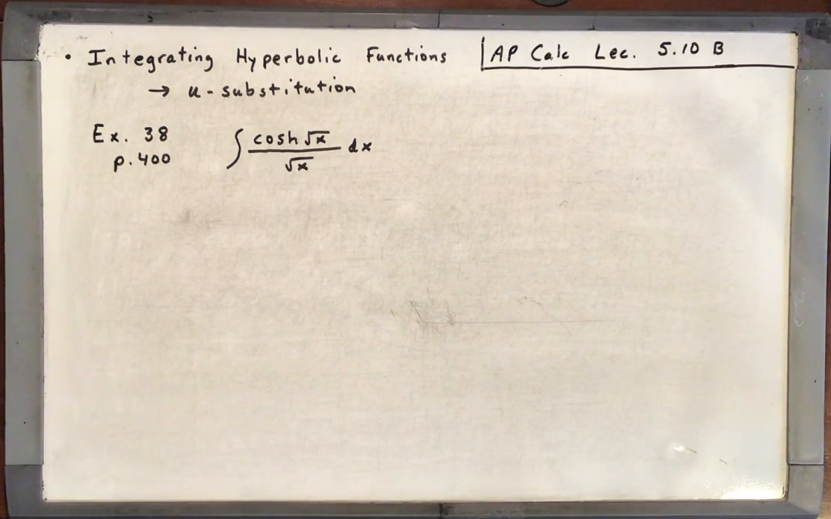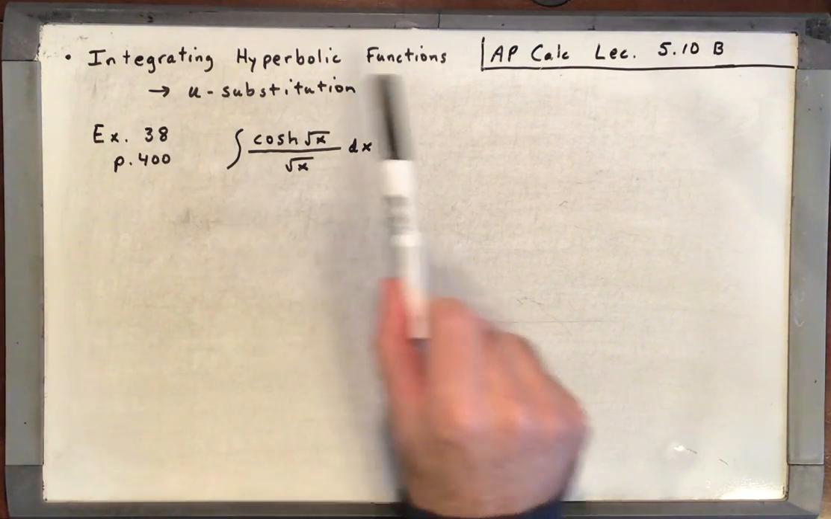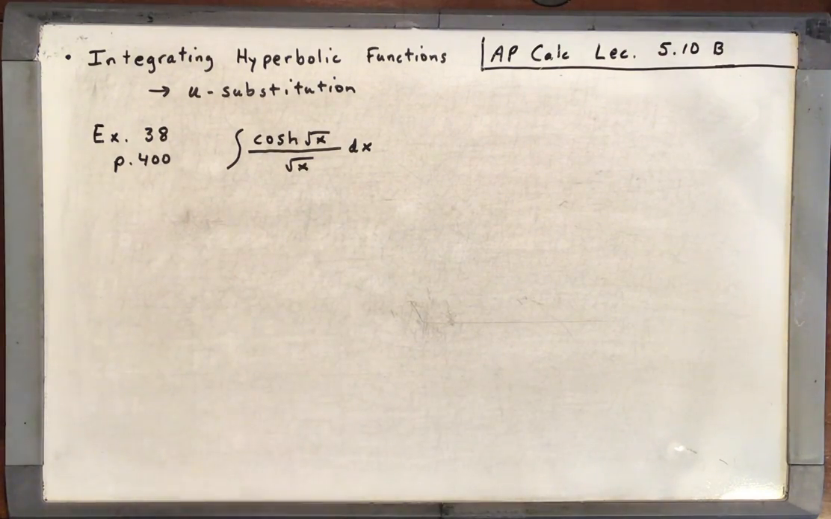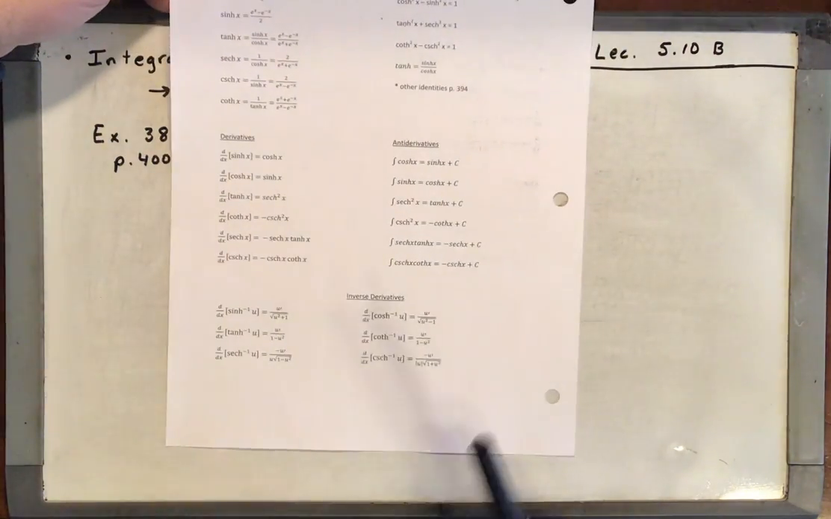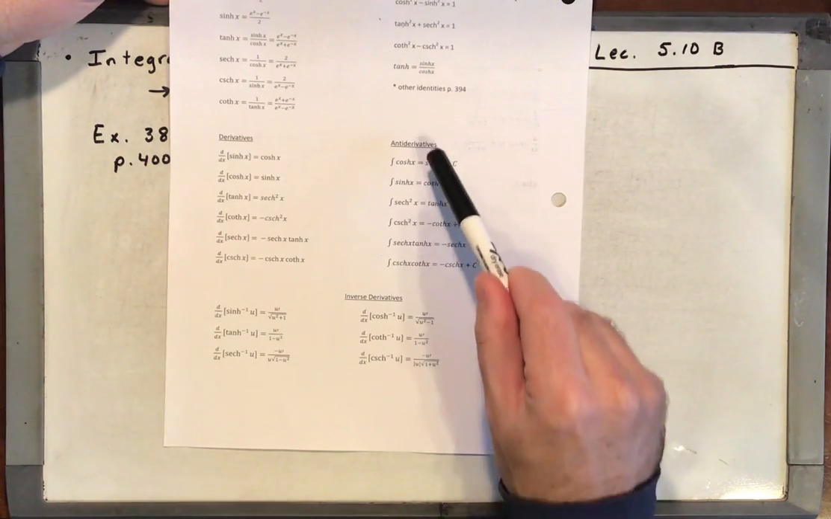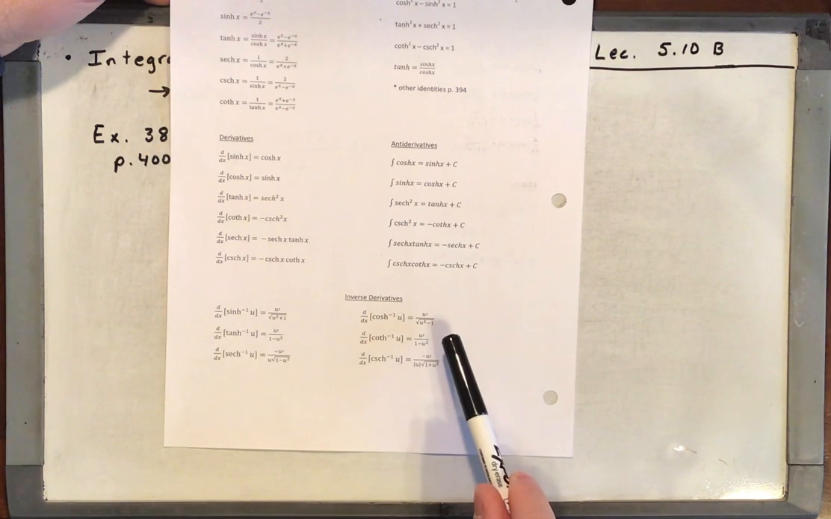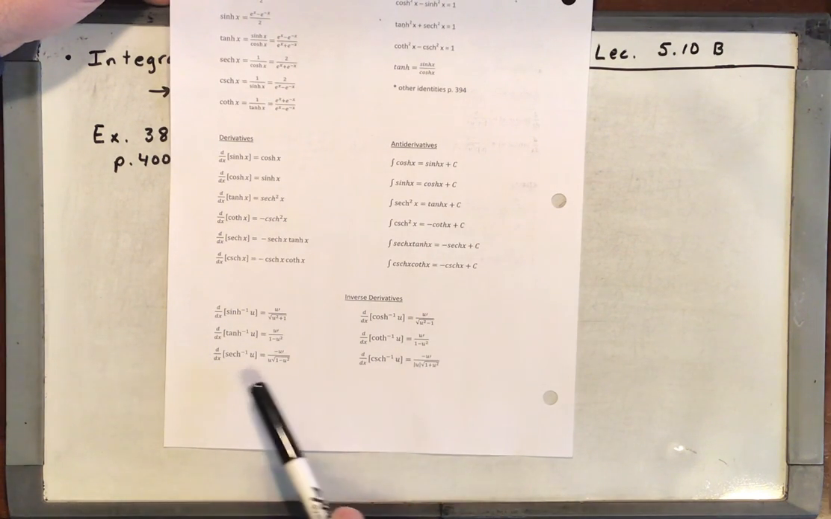Okay, this is AP Calculus Lecture 5.10b. In this lecture, we will talk about integrating hyperbolic functions, and it almost always involves u substitution. You will want to have your formula sheet ready to go, and we'll be looking at the antiderivative section of the sheet. And in addition, at the end of the lecture, we're going to look at the inverse derivatives.